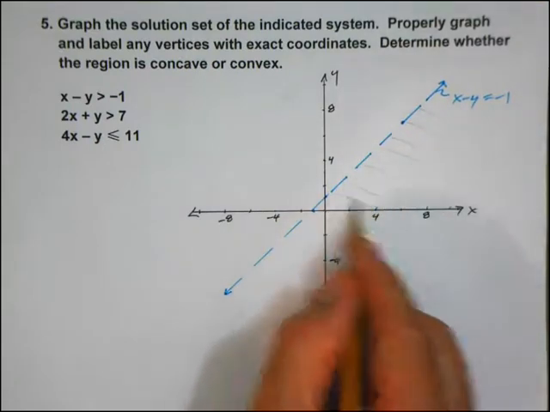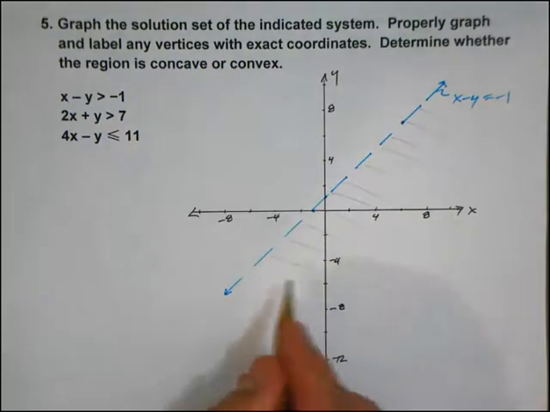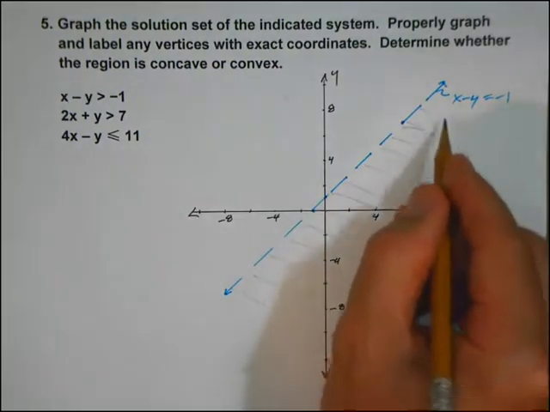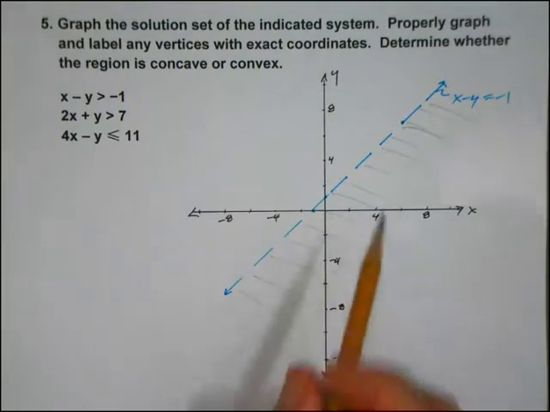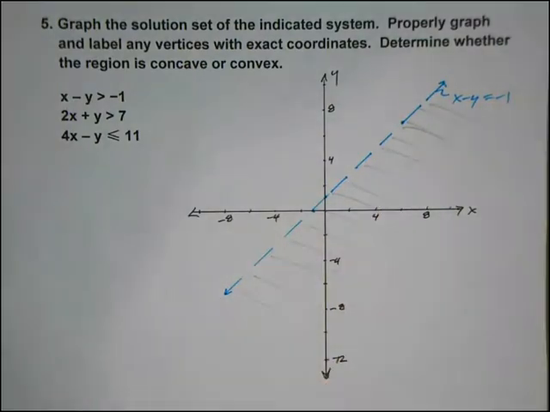Since it's a system, I'm just using a pencil to keep track of my regions here. It's the solution set of the system that's going to get the dark shading. That's what we're really after here. This is all intermediate stages. Now, next inequality, second contrasting color.